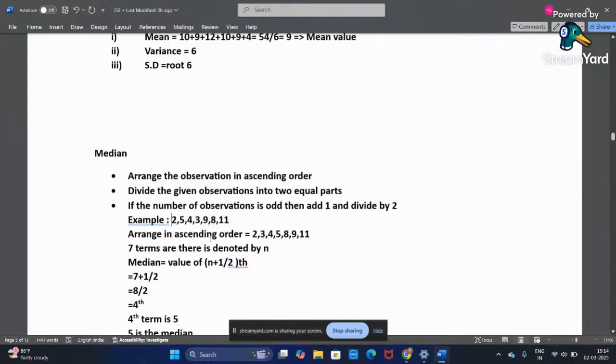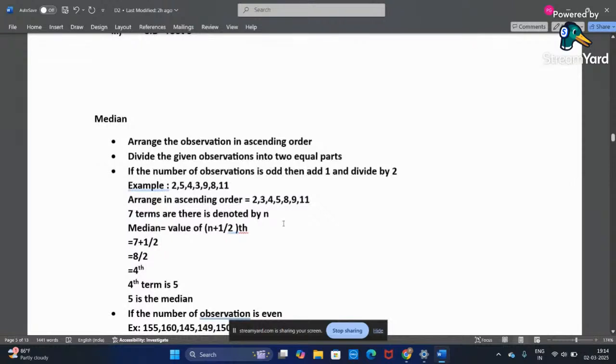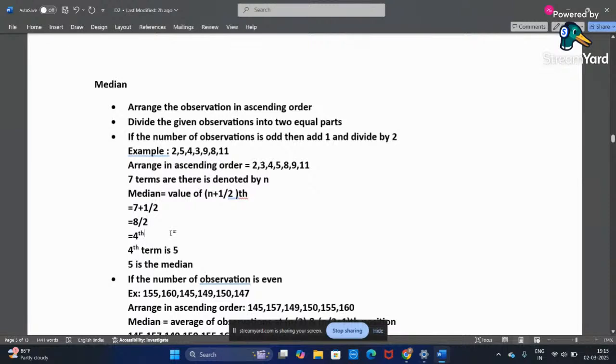First we need to arrange this in ascending order. Then how many terms are there? Here 7 terms are there. So let us indicate these terms as n. To find the median, you have to apply this formula. n is 7 here. So n plus 1 by 2, that means 8 by 2. We get 4. 4 means your fourth term. In this, the fourth term is 5. So the median value will be 5.